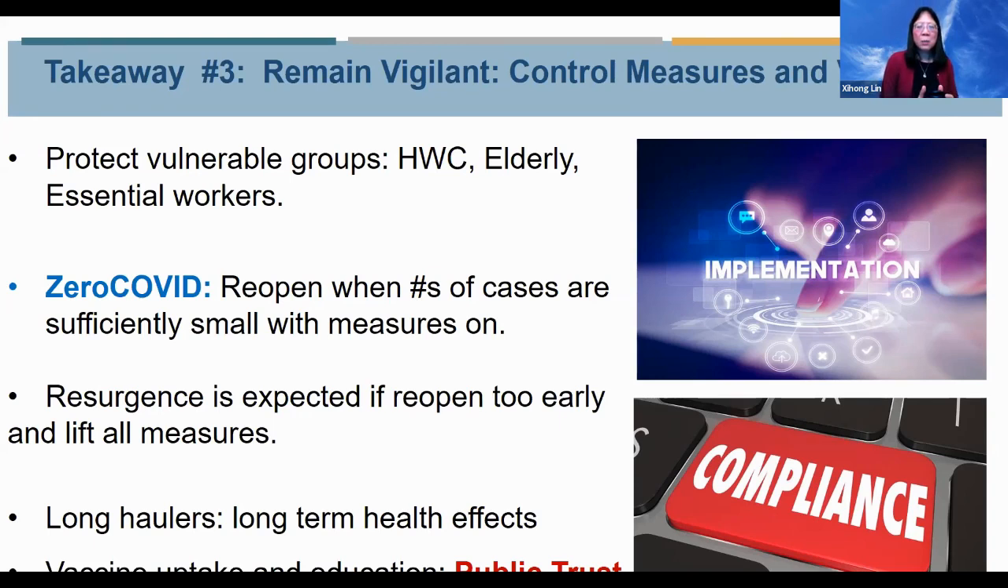And so how can we improve the compliance with the public health control measures? This is quite a challenge, especially in North America and also in Europe.